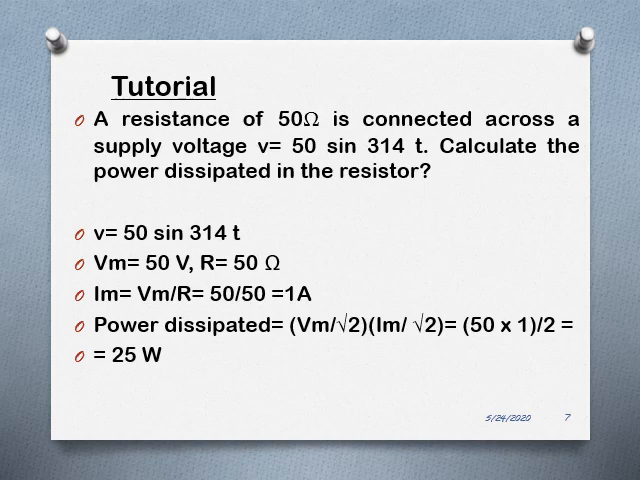And the power equation for a purely resistive network was Vm by root 2 into Im by root 2, or Vrms into Irms. So the equation becomes 50 into 1 divided by 2, that is 25 watts.